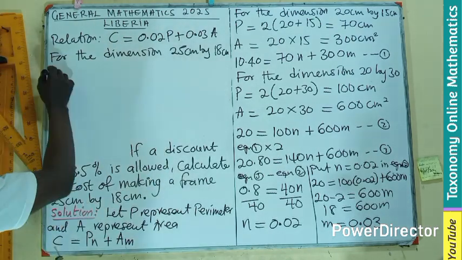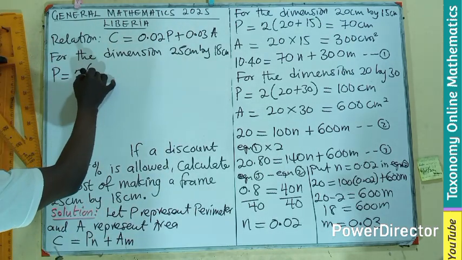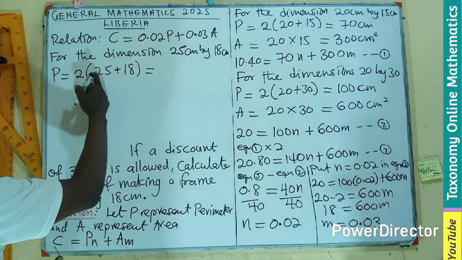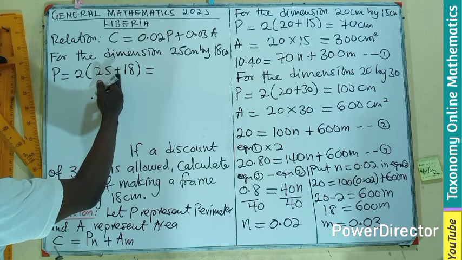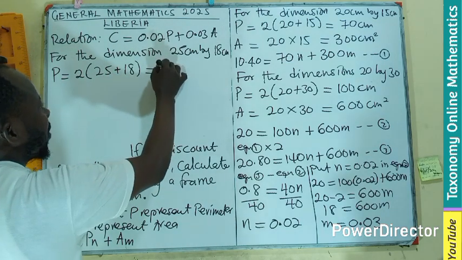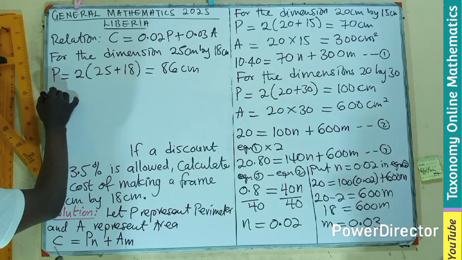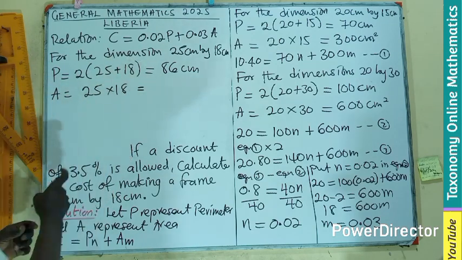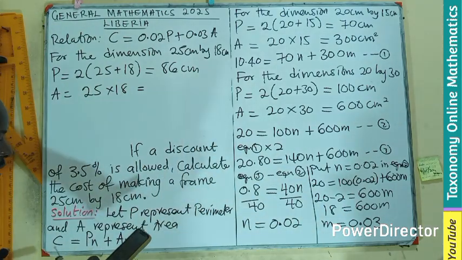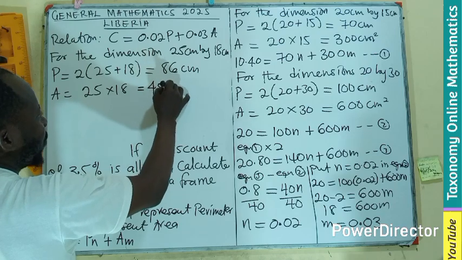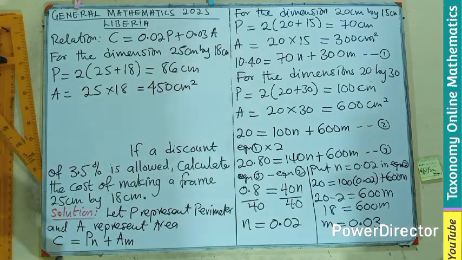So now we need to find the perimeter, which is 2 times (25 plus 18). This is going to be 43. 43 times 2, that will be 86 centimeters. Let's go for area. 25 by 18 can be found on our calculator. That will give you 450 centimeters squared.